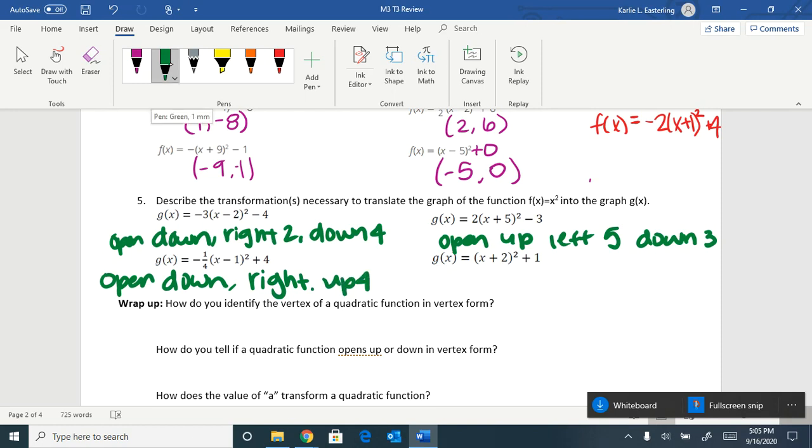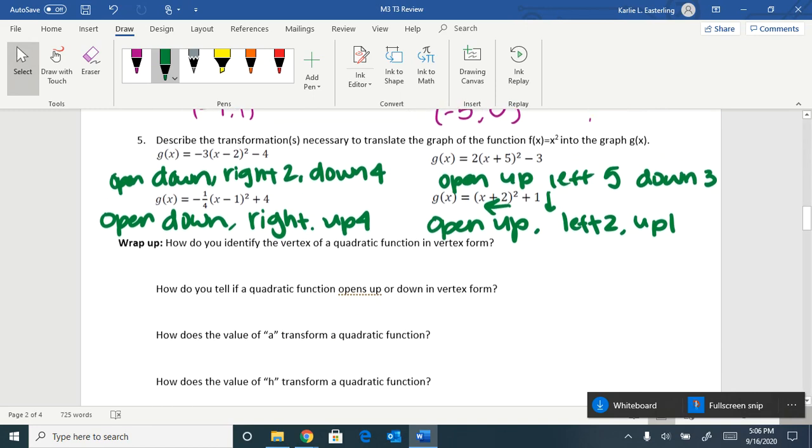And then finally, we're not going to flip. We are still going to be opening up. We're not flipping, so we're still going to open up. We are going to go left 2 and up 1. You can still draw arrows on here if you like, but just make sure you can verbally say it, like you're going left 2, up 1, so I understand what you're talking about.